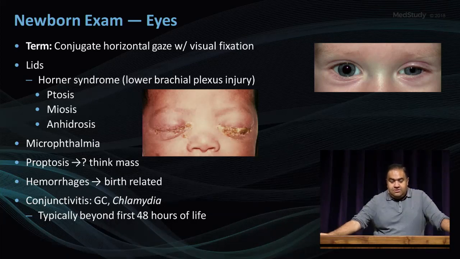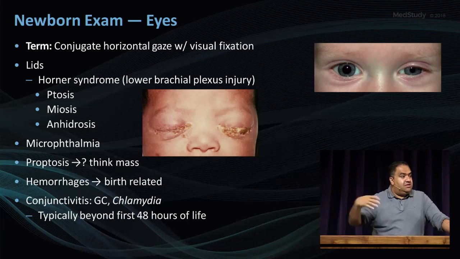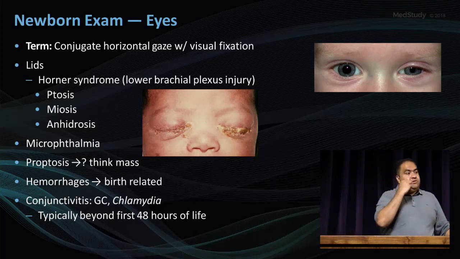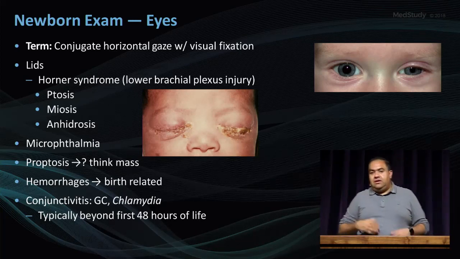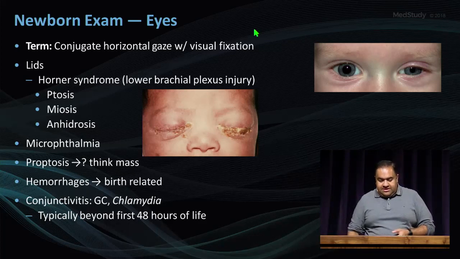Microphthalmia, proptosis: if the eyes are really bulging forward and almost displaced, you want to think of a mass that might be behind there pushing it forward. If there are subconjunctival hemorrhages, those aren't necessarily dangerous, but they may be secondary to a birth injury as they were coming out. And then conjunctivitis, gonococcal or chlamydial, typically presents beyond the first 48 hours of life.